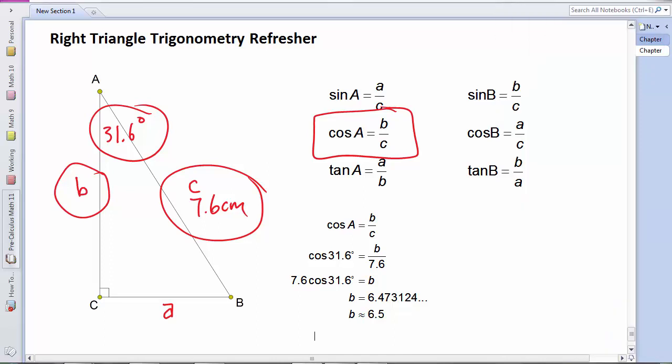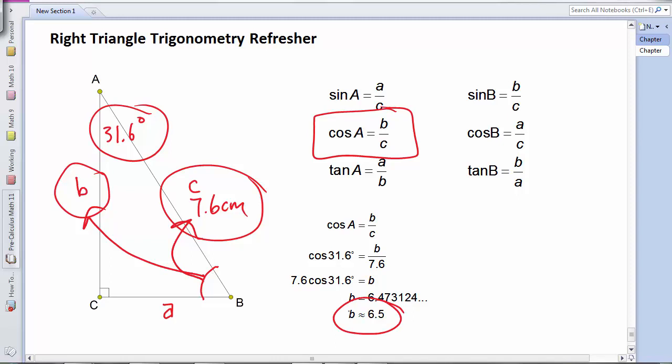Now, of course, the easiest way to find the measure of angle B would simply be to subtract 90 and 31.6 from 180 degrees, getting a total of 58.4 degrees. But let's pretend that we've forgotten about that, and let's practice using trigonometry instead to find angle B. So to find angle B, I'm going to have to find a trig ratio that involves the given side length of c, which is equal to 7.6, and also the value of b that we calculated over here as 6.5 centimeters.